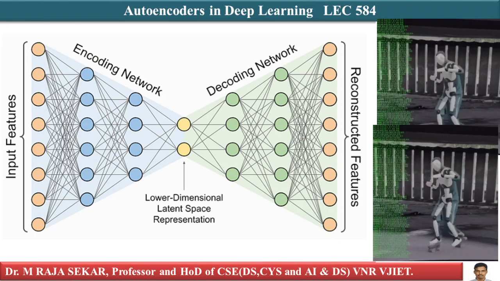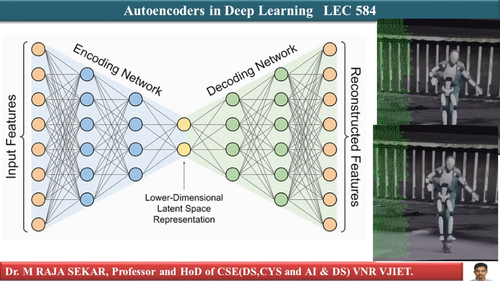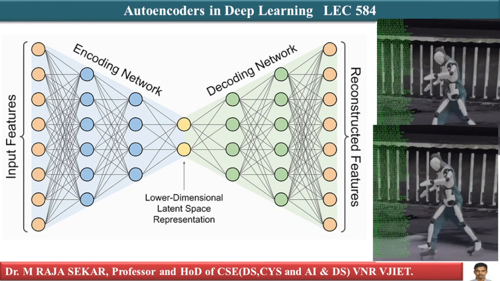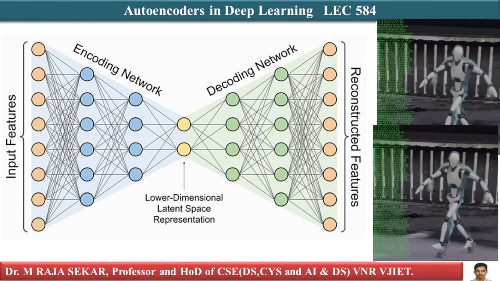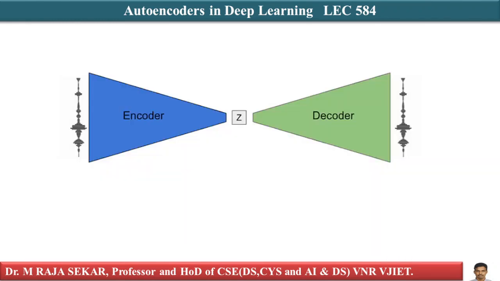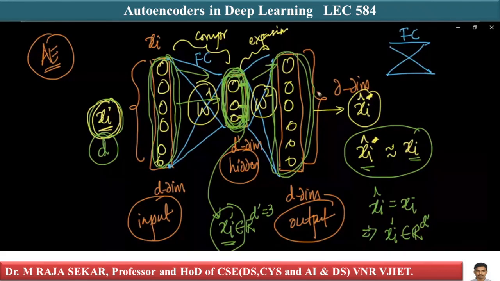In this lecture, I will continue my discussion on autoencoders in deep learning. Before understanding this lecture, I request all of you to go through my previous lecture, that is lecture number 583. This is the slide which is from lecture number 583.